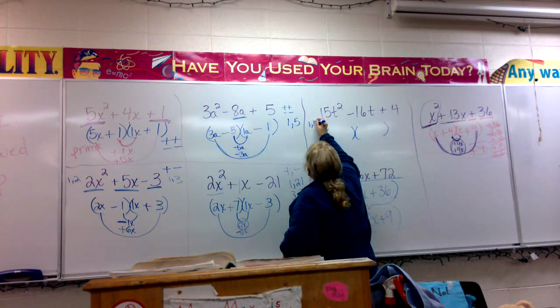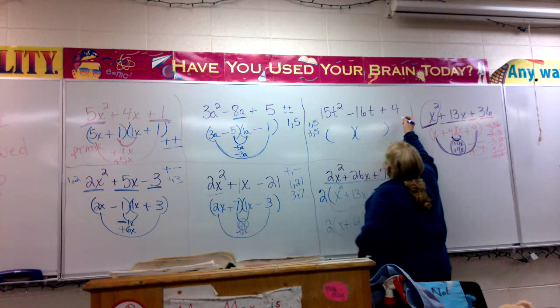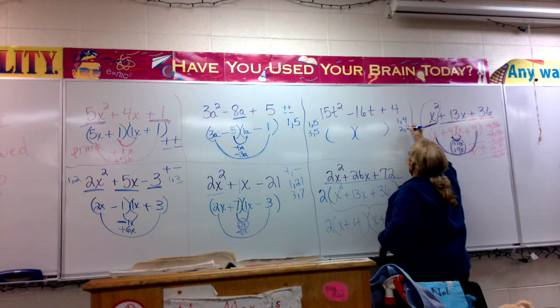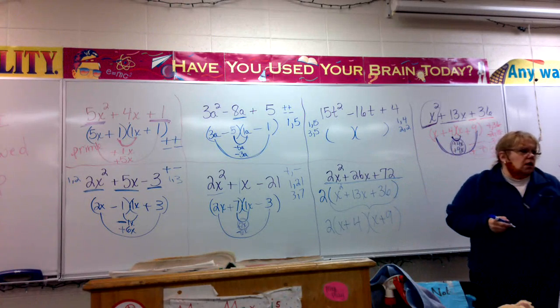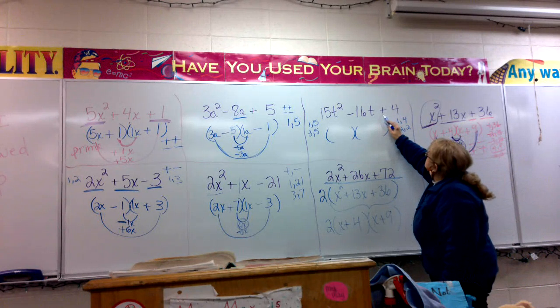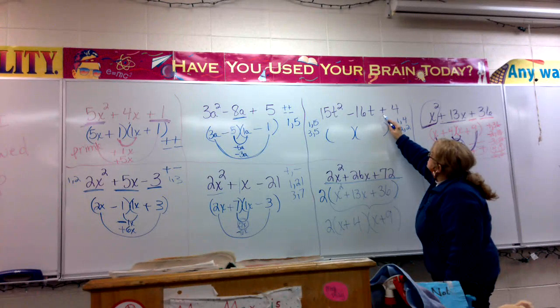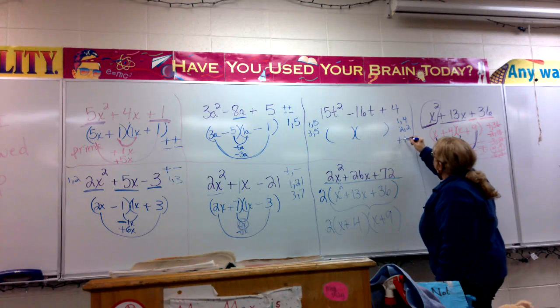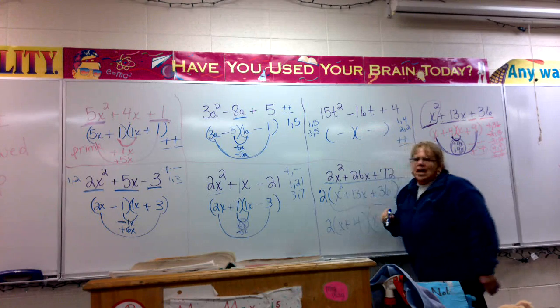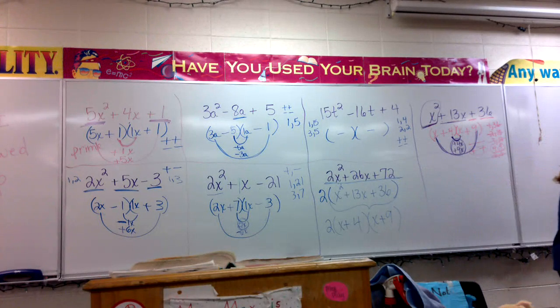I have a 15. Uh-oh. 15 could be 1 and 15, and it could be 3 and 5. And I go to the other end. 4 could be 1 and 4, and it could be 2 and 2. Hey, look at the signs. It's positive. How do you multiply two things and get a positive? It's either plus, plus, or minus, minus. I know it's got to be minus, minus. But it might take us a little bit longer to figure out the first one.